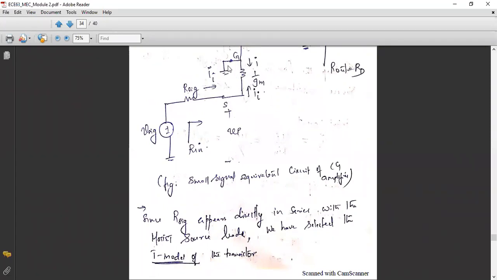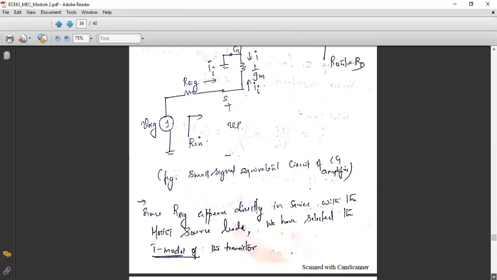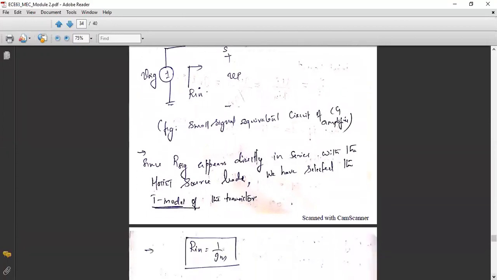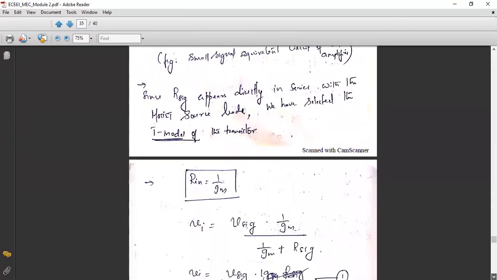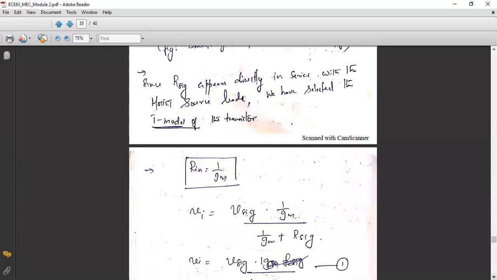In between that source and ground, you have only one resistance, that is 1 by gm. So by applying the voltage divider rule, you will get Vi. What is Vi? Vi is the voltage across source and ground. So in between you will have a resistance. That resistance is 1 by gm multiplied by the total voltage divided by the sum of two resistances connected at the source terminal.